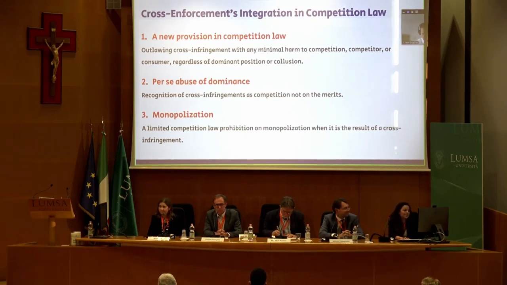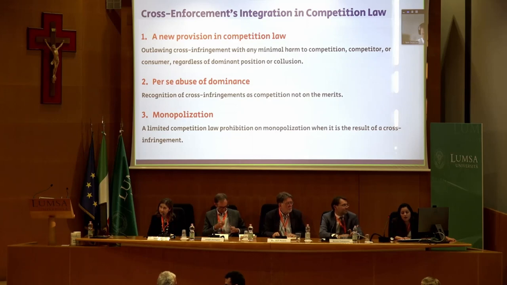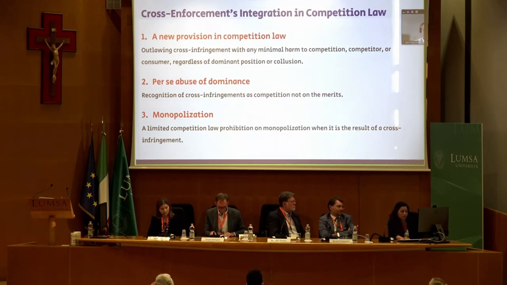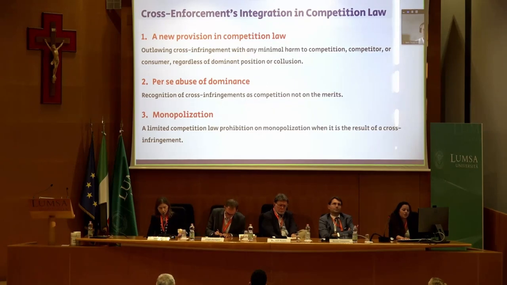It would just say that cross infringements with any minimal harm to competition, competitor or consumer, regardless of dominant position or collusion, are a competition authority issue. The second option is to look at it as a per se competition not on the merits, and therefore abuse of dominance, but it will narrow it only to monopolistic situations. And the last option is to narrow it to monopolization cases alone. And here we can say that only when we see causality between the cross infringement and a monopolization that was reached at the end, then we should let competition authorities enforce.